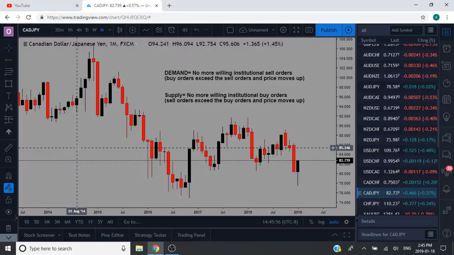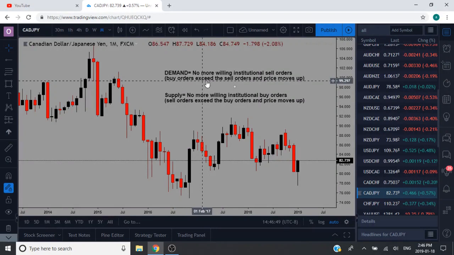So in trading, we all know that institutions, the big money, provide most of the liquidity, and retail traders are really just a drop in the ocean. So here for demand, there are no more willing institutional sell orders. Buying orders exceed the sell orders, and price therefore moves up, like we have here. As for supply, there are no more willing institutional buy orders left. So sell orders exceed the buy orders and price will move down. It's simple supply and demand.